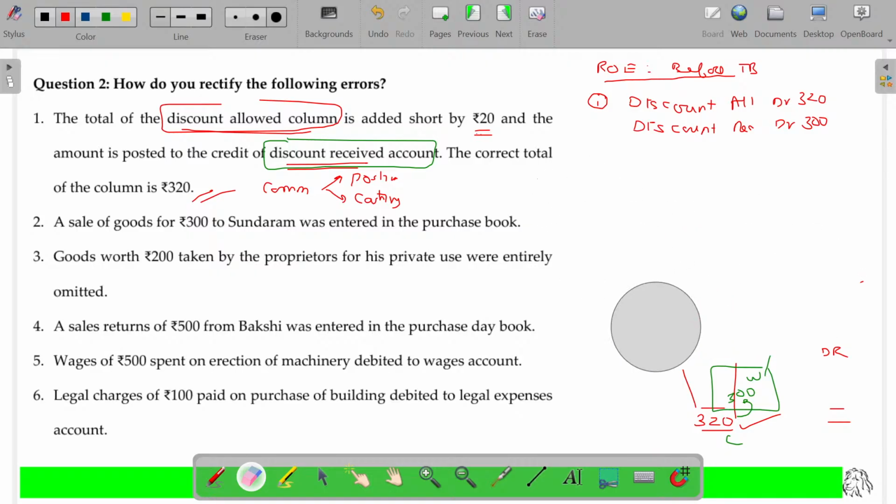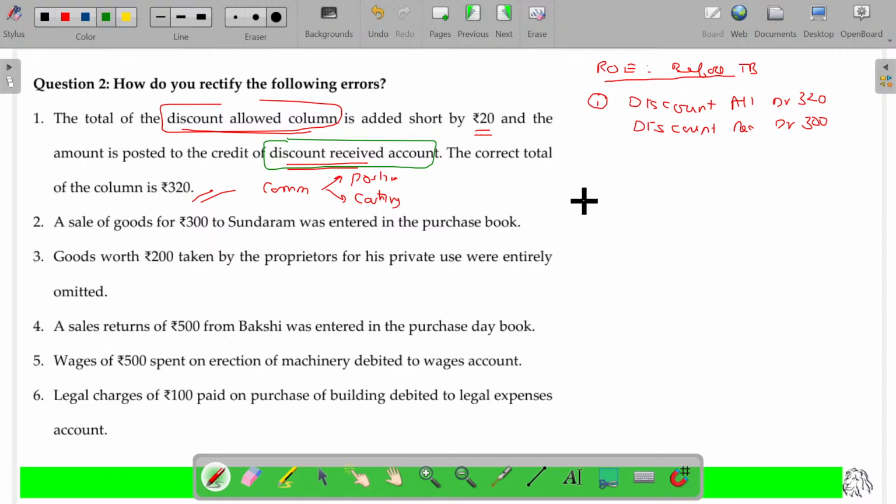Now, let's move on to the next one. Second one. In the case of second one, sale of goods for rupees 300 to Sundaram was entered in the purchase book. If you are wrongly recording in the purchase book, that will affect both the accounts. See, purchases book. I am going to post the wrong one. Purchases book. Here Sundaram. The value being 300.